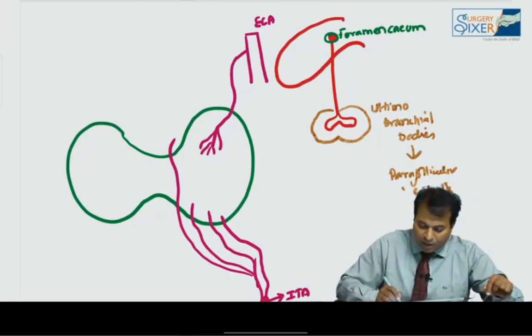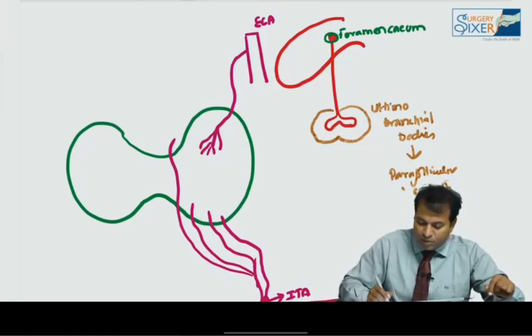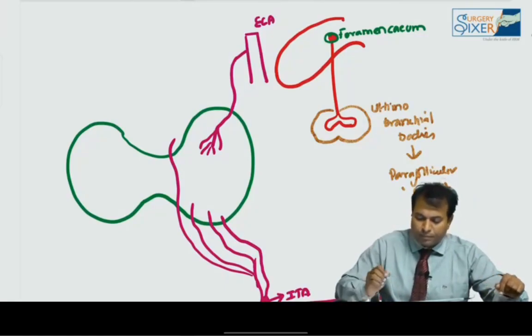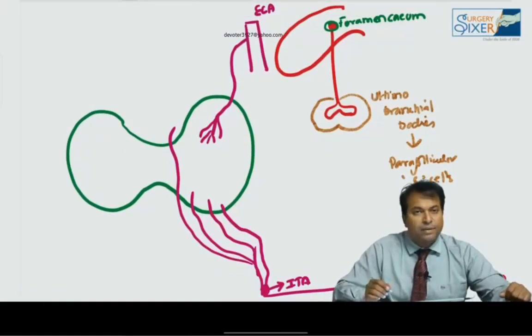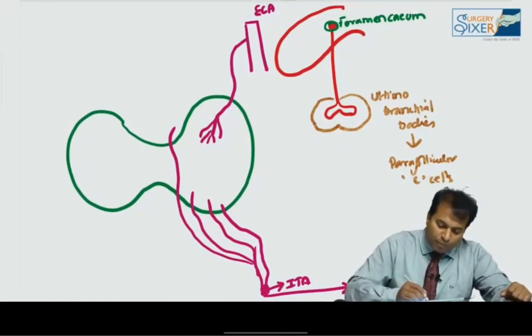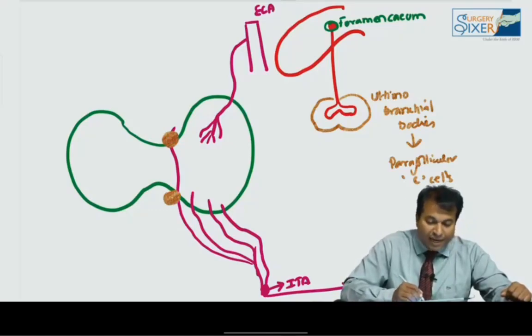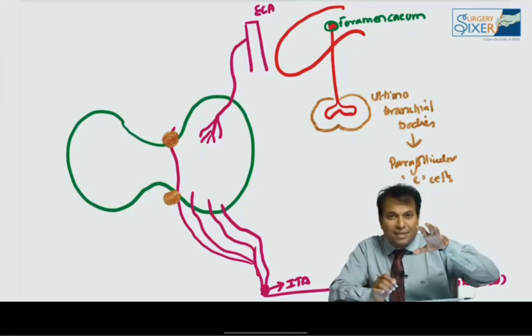This is the inferior thyroid artery, which usually comes from the thyrocervical trunk. Please don't forget, it is a branch from the thyrocervical trunk of the subclavian artery. It comes inside and divides into multiple branches. One important branch from the inferior thyroid artery divides and supplies the parathyroid gland.